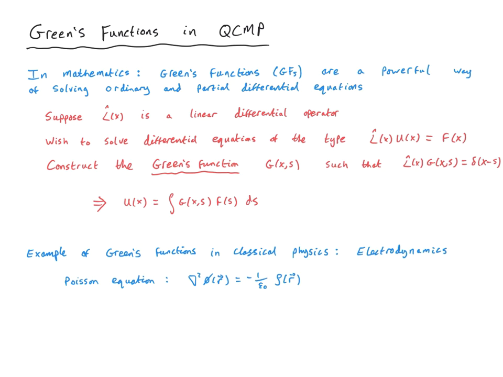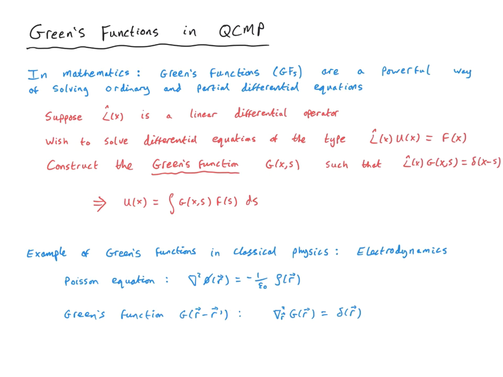The source term here is basically the charge density rho of r, and the solution that we're after is the electrostatic potential phi of r. We can now introduce a Green's function g, which is a function of two coordinates r and r primed. In a translationally invariant system, however, we can express this in terms of a single variable, r minus r primed.